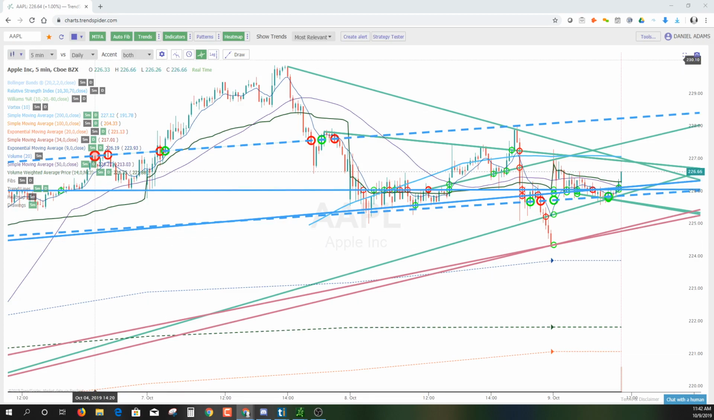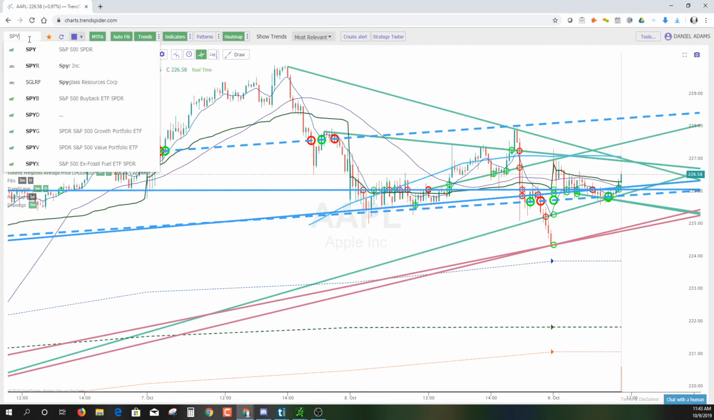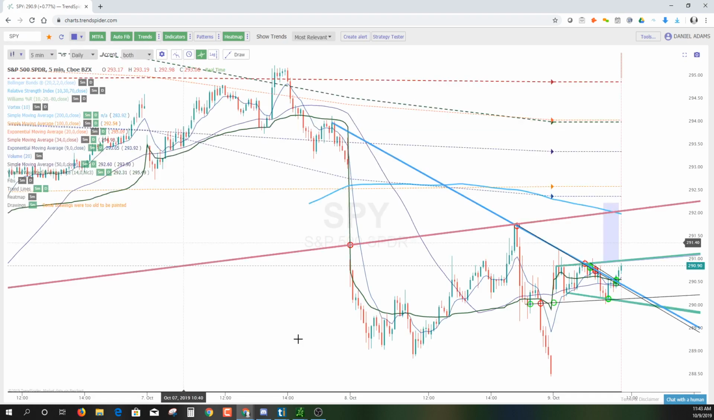Let me switch back to Apple. Let's save that. All right, back over to SPY. So still do not hear Powell speaking. Very, very long-winded speakers right now. I did hear the R word.